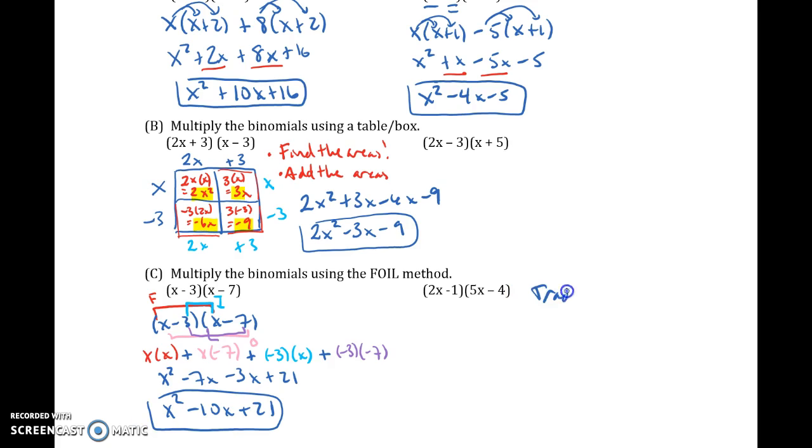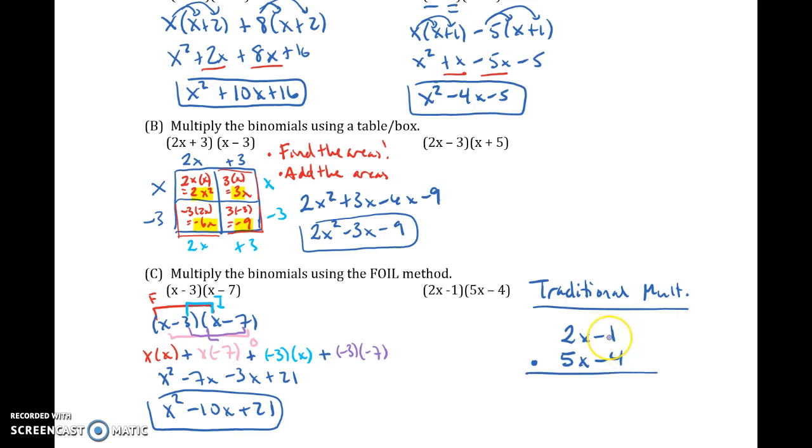This is your traditional multiplication. And sorry, my handwriting is super awful today. Let me try that again. So if we look at traditional multiplication, you're basically just stacking, right? So we have 2x minus 1 times, and I'm going to use a dot for times because I don't want to mix that up with the x's, 5x minus 4.